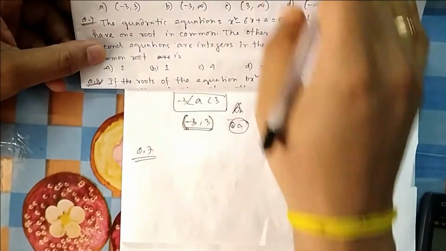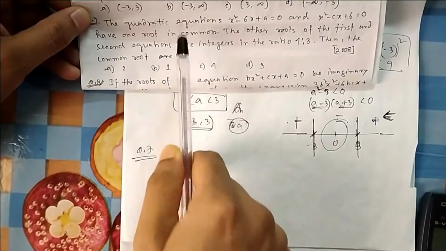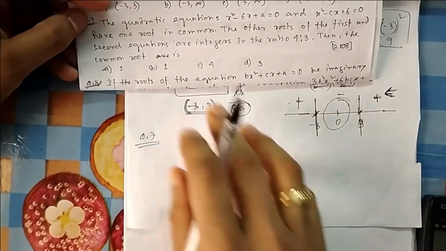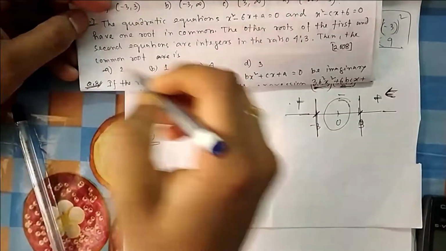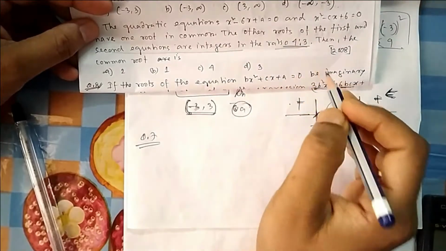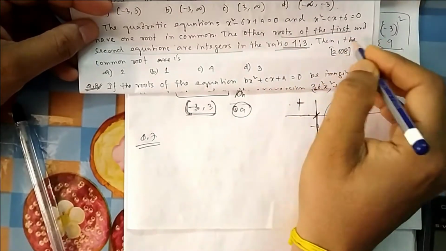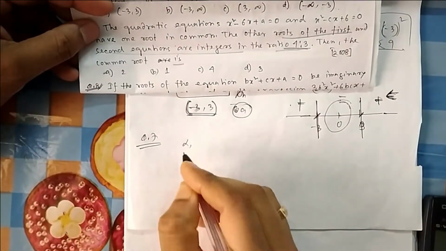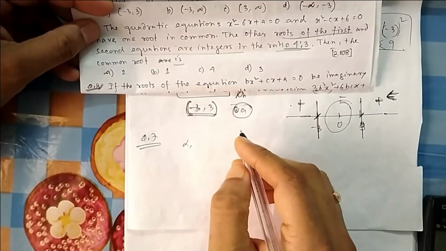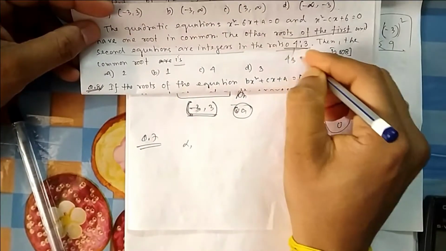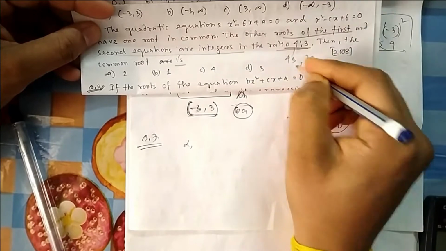Question number 7: the quadratic equations given have one root in common, and the other roots of the first and the second equations are integers in the ratio of 4:3. You have to take care of this one. One root is common, so let the common root be alpha. Both equations have alpha as a common root, and because the other roots are in the ratio of 4:3, let me take one as 4 beta and the other as 3 beta, where beta is the proportionality constant.